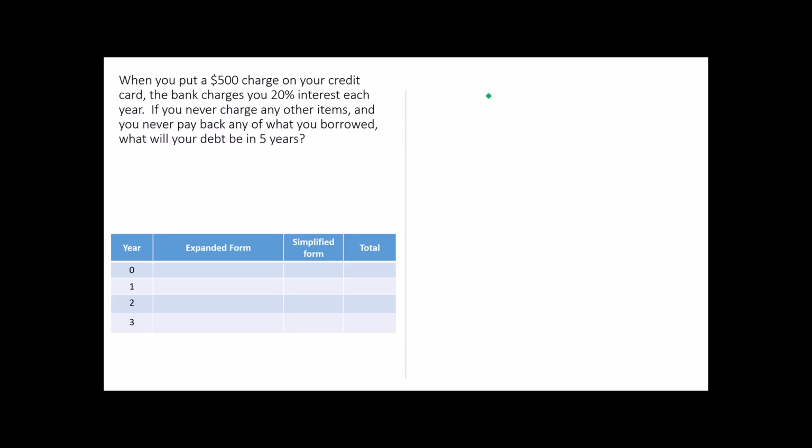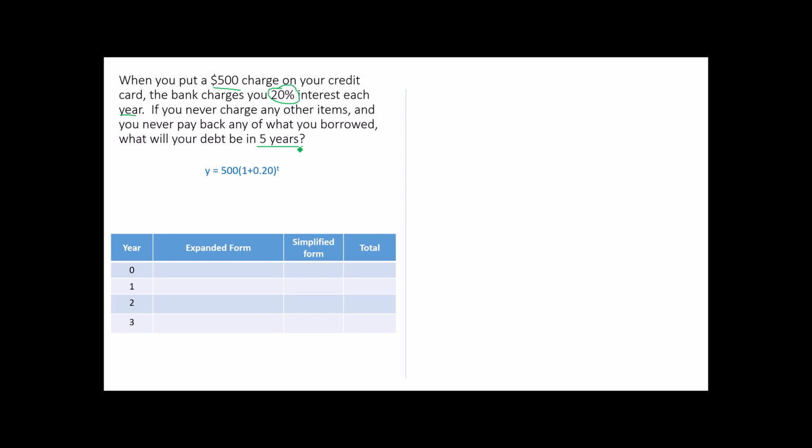This one we're going to use as a catalyst for the rest of our discussion today about compound interest. It says, when you put a $500 charge on your credit card, the bank charges you 20% interest every year. If you never charge any other items and you never pay it back, what would your debt be in 5 years?